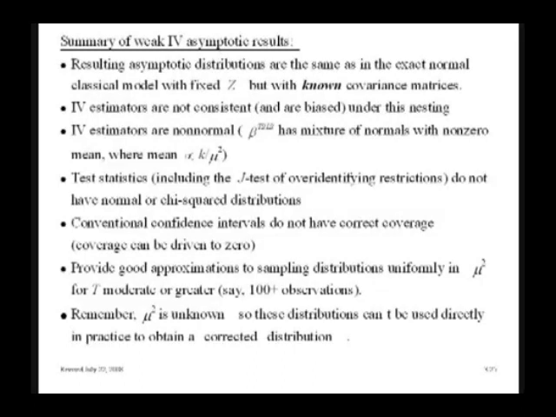First of all, just as a technical aside, it turns out that these distributions are the same as in the exact normal model with fixed instruments and known covariance matrices, which is nice because you can draw on a rich literature, and there's a lot that can be done with that. In this context, IV estimators aren't consistent. In general, they're biased. We saw that with two-stage least squares: the estimator has a mixture of normals distribution where it's not centered at the right place. The test statistics typically don't have the right distribution. J-stats, for example, don't have chi-squared distributions. Confidence intervals don't have the correct coverage.